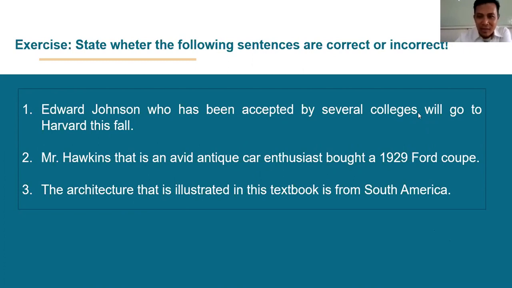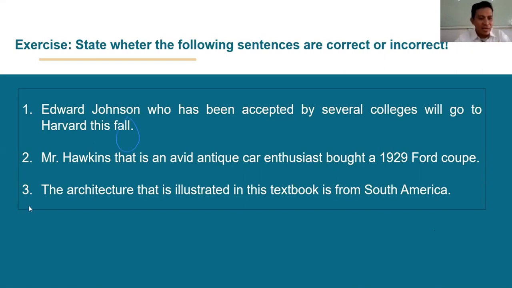Okay, number 2. That's wrong, sir. Why is it wrong? Because we use that, and we need a comma. That's right. There are two mistakes here. We use that and there is no comma here. Actually, here we need a comma, and then we don't need that, but we need another relative pronoun. Who, right? Yes, sir. We need who here.